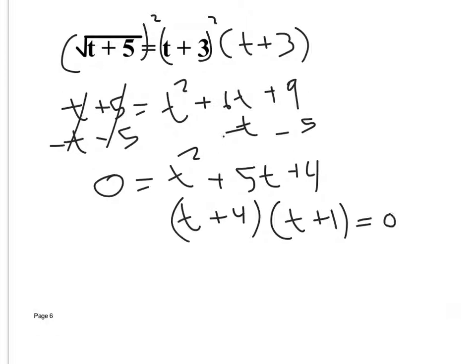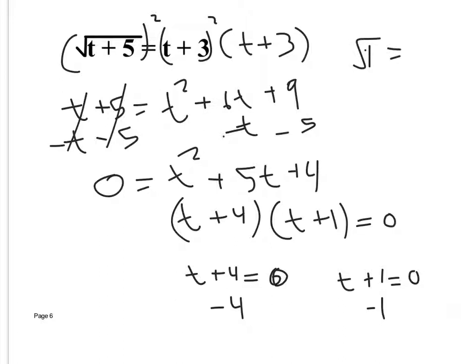So if I set them equal to 0 and I do t plus 4 equal to 0, I get t is equal to negative 4. If I do t plus 1 equal to 0, I get negative 1. So now what I want to do is check my answer. I want to plug these in and see if they work. So I do negative 4 plus 5 and get 1, the square root of 1 equal to negative 4 plus 3 and get negative 1. What's the square root of 1? 1. Is 1 equal to negative 1? No. So negative 4 is out.